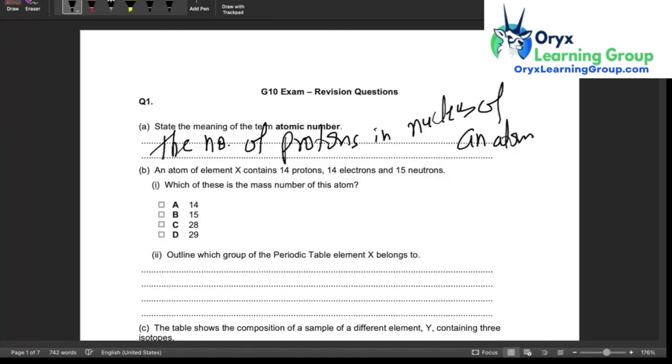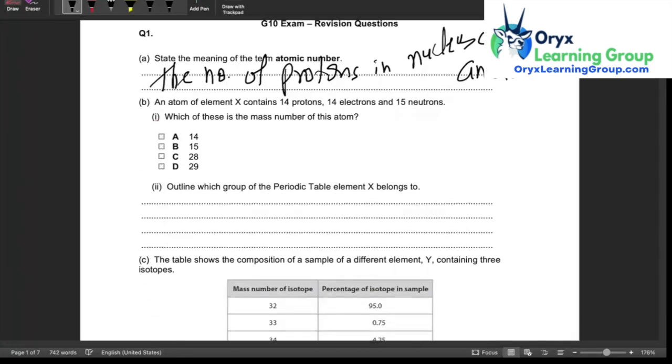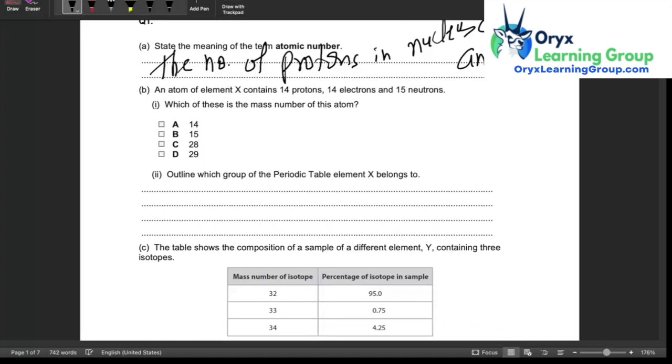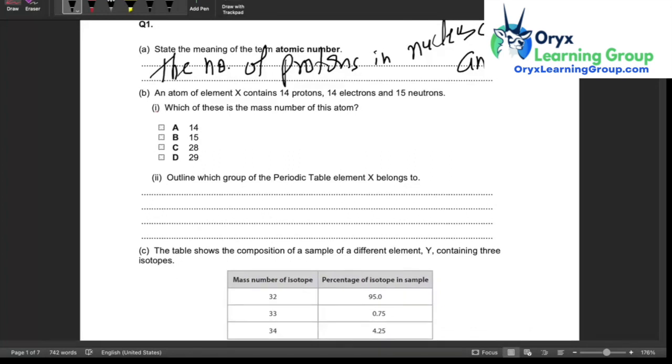Let's go to the next one. An atom of element X contains 14 protons, 14 electrons, and 15 neutrons. What is the mass number of this atom? This is super simple. Don't lose marks here. 29. Correct. Mass number is equal to number of protons plus number of neutrons, which is 14 plus 15, equal to 29. Remember, atomic number is equal to number of protons, which is also equal to number of electrons, whereas mass number is equal to number of protons plus number of neutrons.